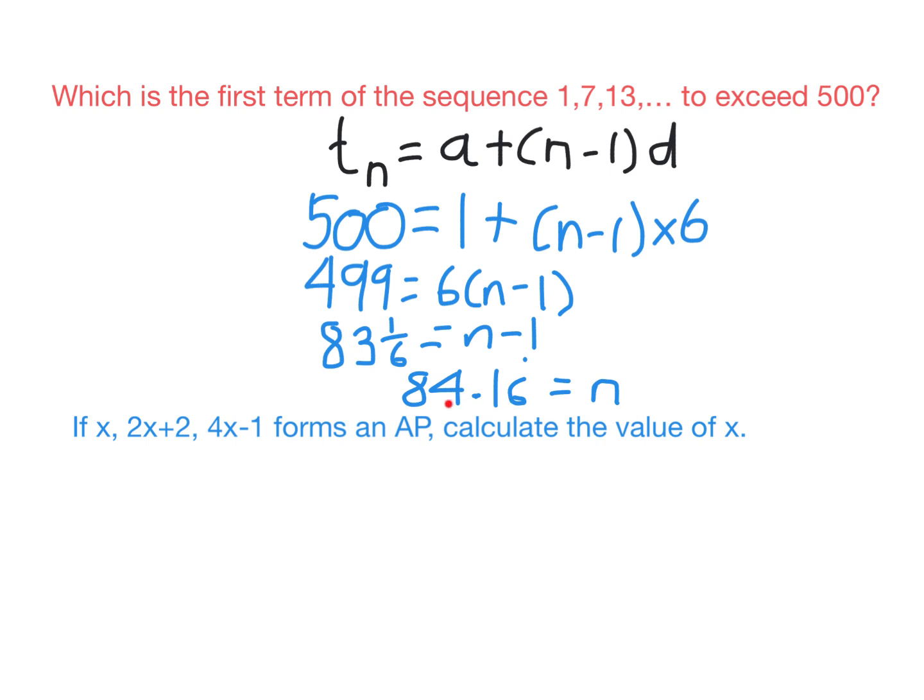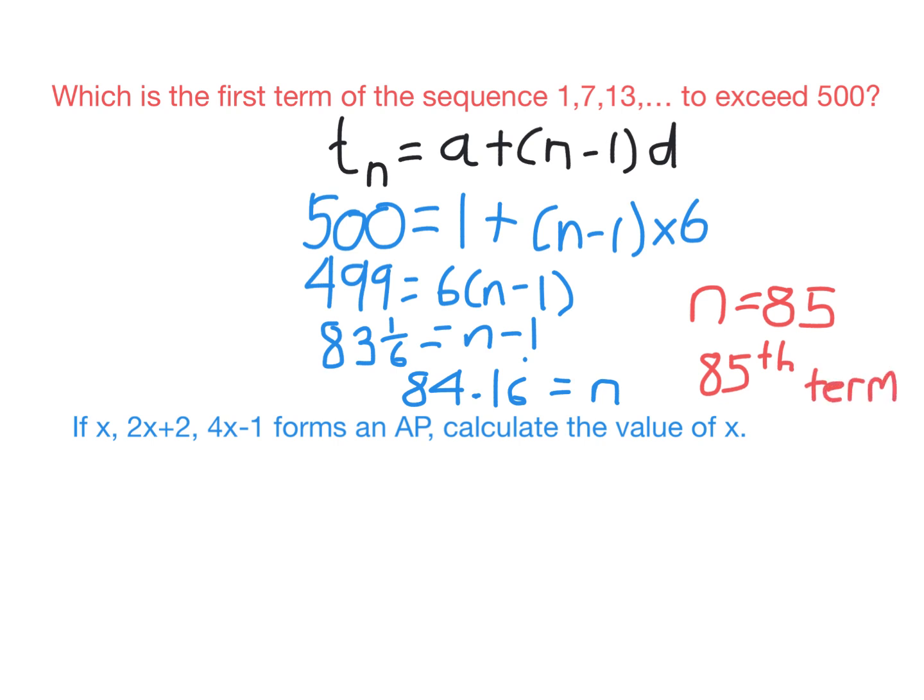Well, what this is saying here is that the 84th term is a little too small. It'll be just below 500. We always round up. So the first term that will be over 500 is 85. So it will be the 85th term. It'll be just a little more than 500. The 84th term will be a little less than 500.